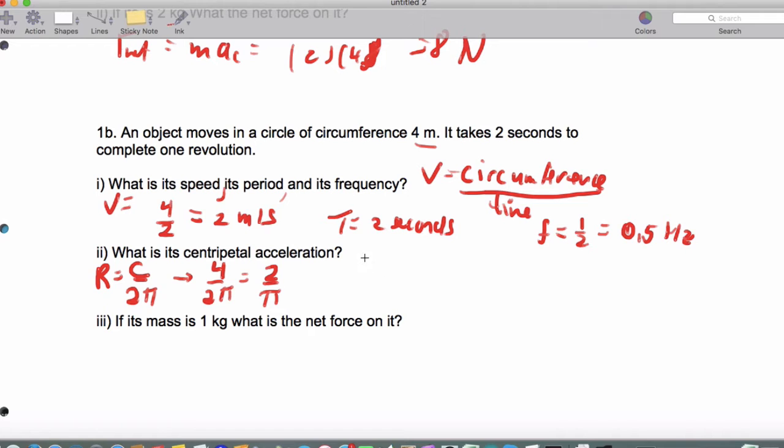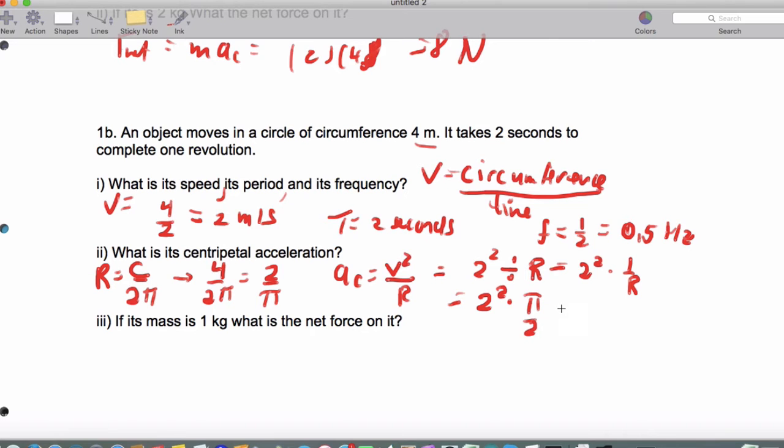That's the radius. So to get the centripetal acceleration, that's going to be v squared divided by r, which is going to be 2 squared meters per second squared divided by r. I'm going to be a little bit obnoxious here. Remember, to divide by a fraction is to multiply by its reciprocal. So what that means is this is going to equal 2 squared times pi over 2, which ends up being 2 pi meters per second squared. Or if you prefer, you can write that as 6.28 meters per second squared.